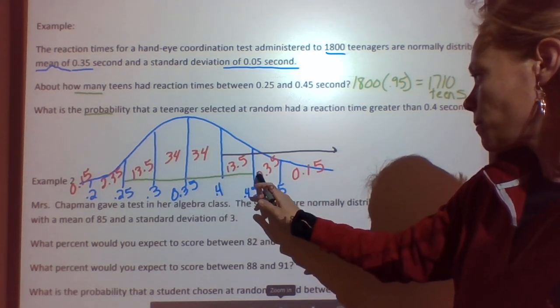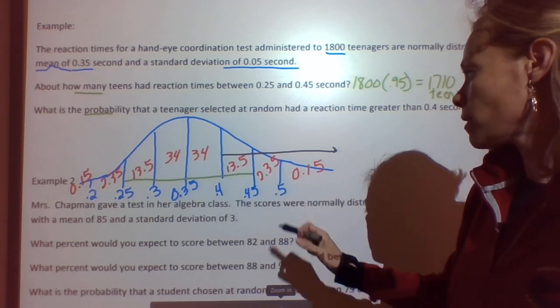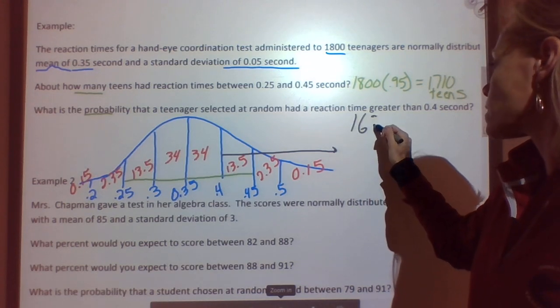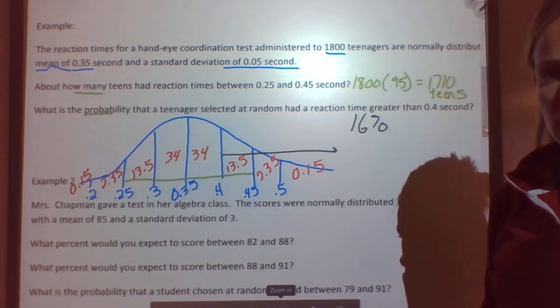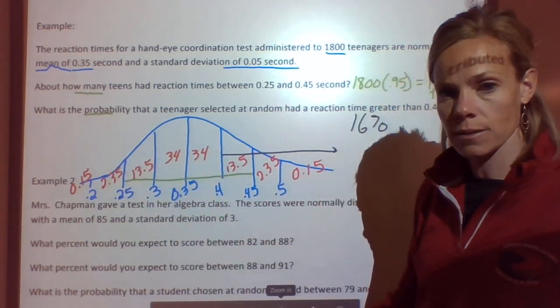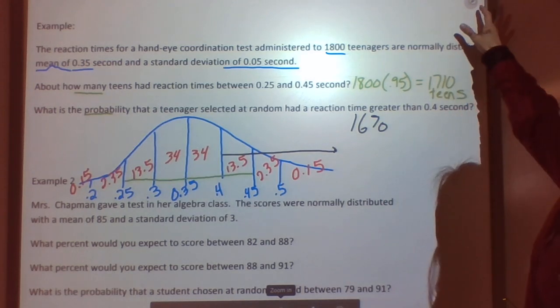So add up 13.5 plus 2.5 would be 16%. And then that's just my answer, 16%. It doesn't say how many, it wants the probability. And probability I leave as a percent. Okay? Let's try another one.